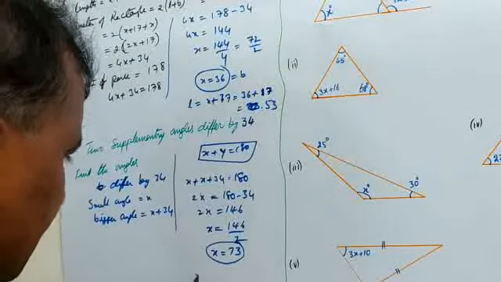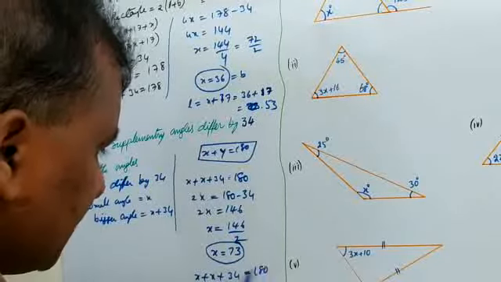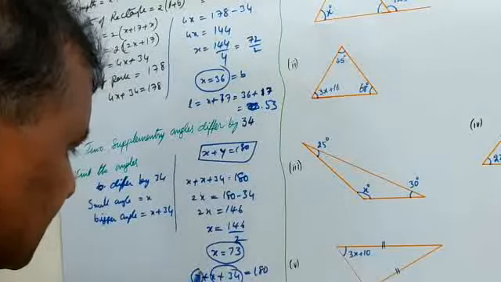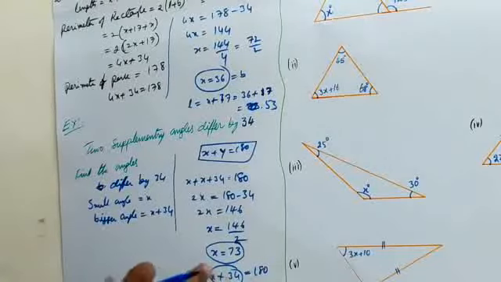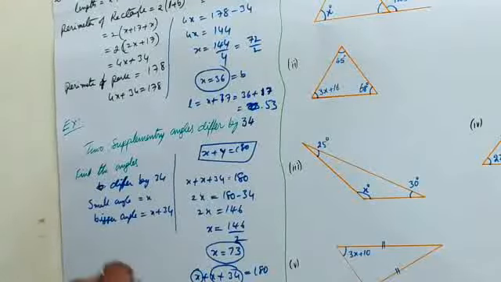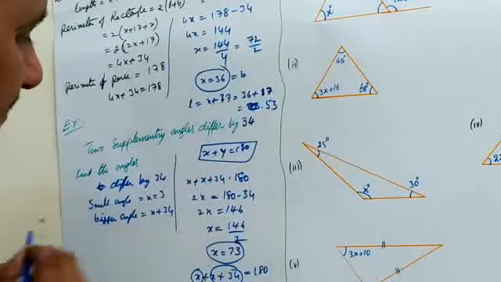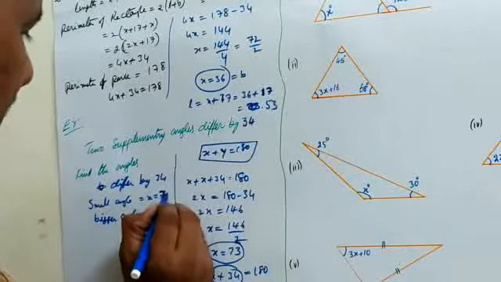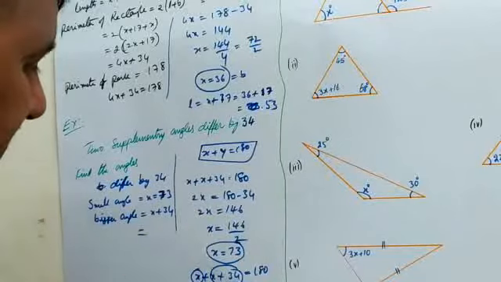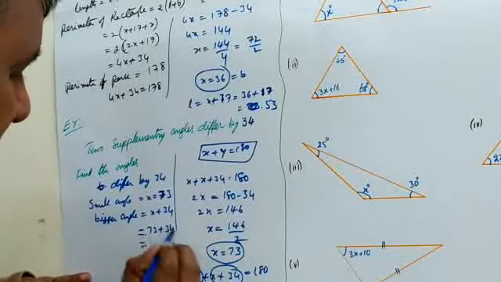Once we check, x plus 34 is 180. This one means the bigger angle and this one means the smaller angle. The smaller angle is 73, and the bigger angle is 73 plus 34, that means 107.